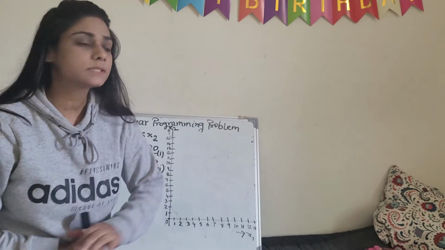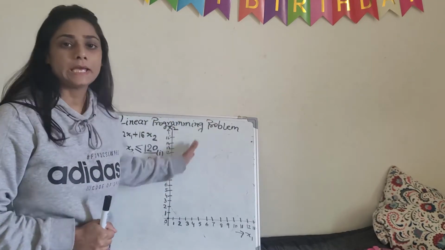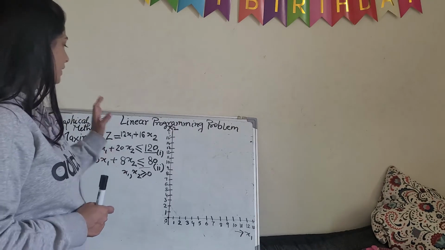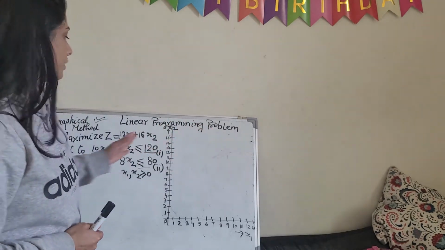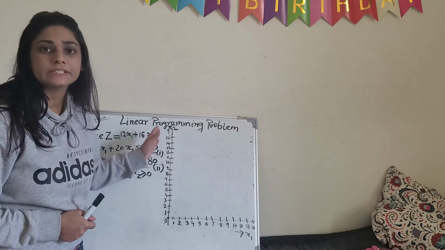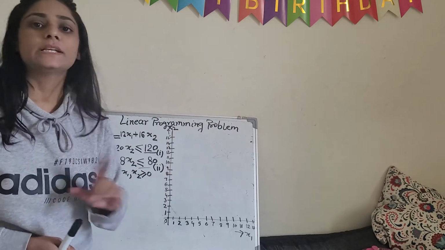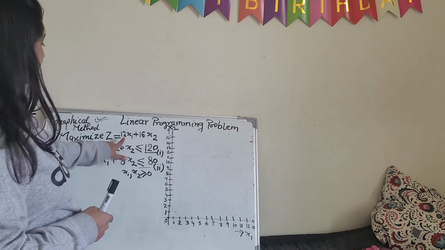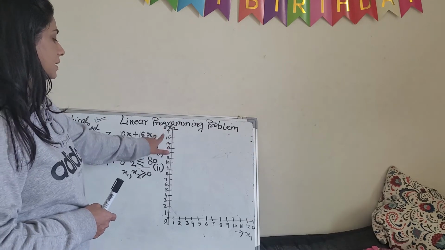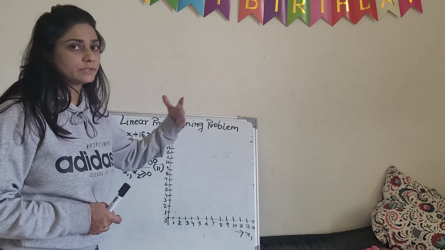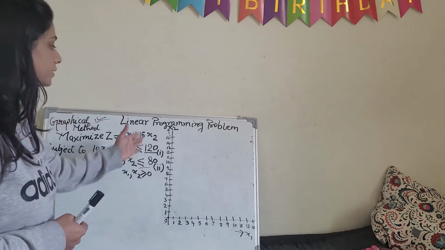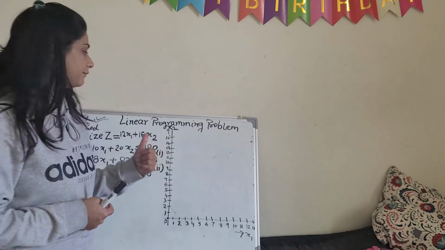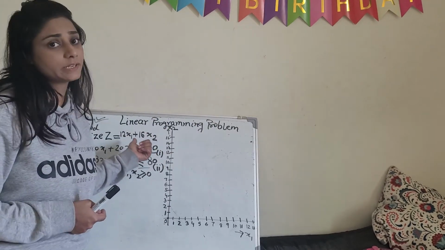Today we are going to discuss linear programming problem, and here we are going to apply graphical method. So first of all, we should know when we can apply graphical method. If we have more than two variables in our equation, graphical method is not suitable for those kinds of problems. Suppose our equation is 12x1 plus 16x2 plus 8x3 plus 9x5 and so on. It means we have more than two variables in our equation, so we can't apply the graphical method. We can apply graphical method if we have only two variables in our equation.